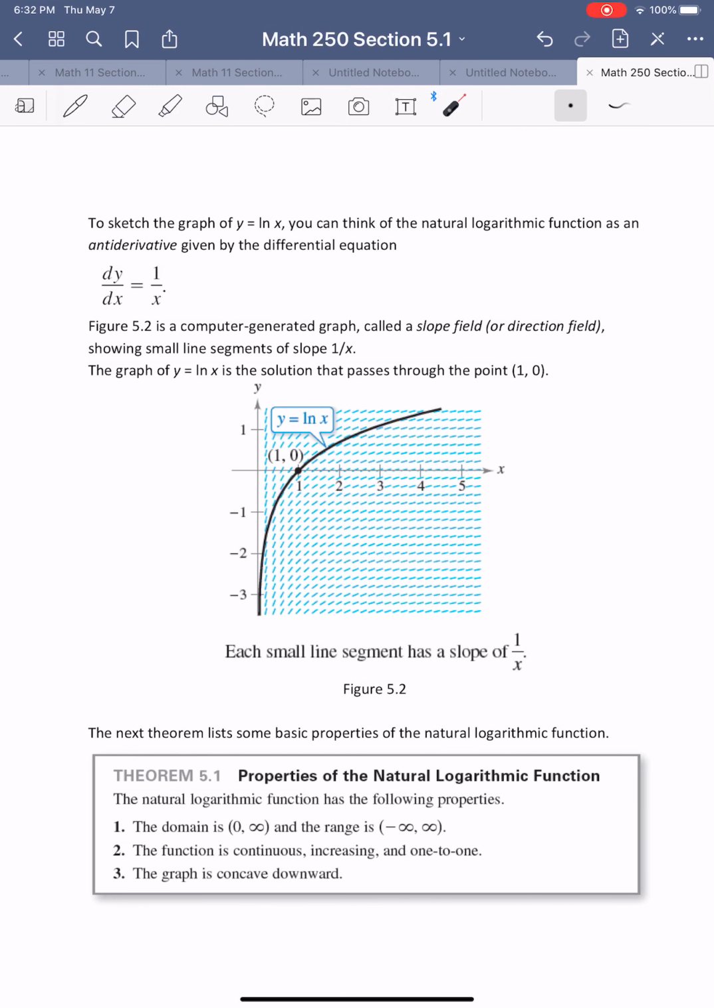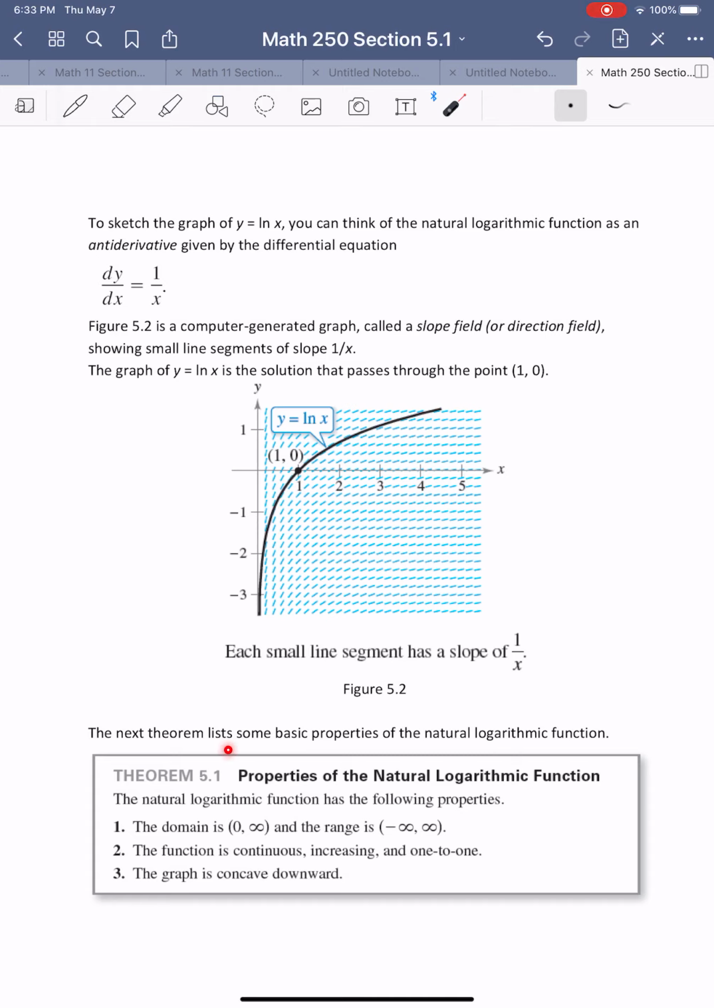To sketch the graph of y equals ln x, you can think of the natural logarithmic function as the antiderivative given by the differential equation dy/dx equals 1 over x, and then y equals ln x is going to be of this form. Figure 5.2 is a computer-generated graph called the slope field or direction field. As you notice, there are small line segments showing the slope of 1 over x. The graph of y equals ln x is a solution that passes through the point (1, 0) right here. Each small line segment has a slope of 1 over x.